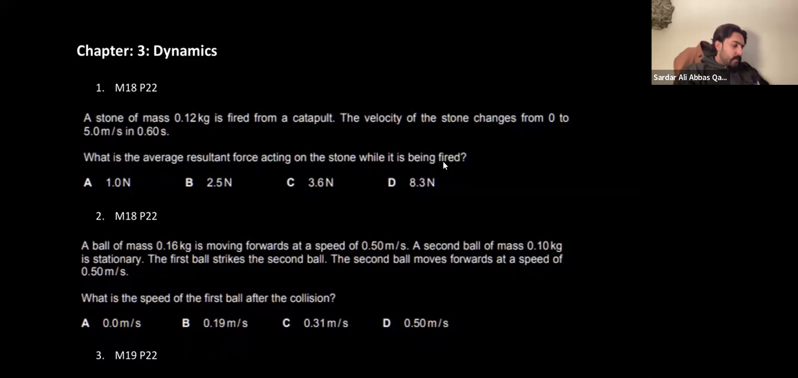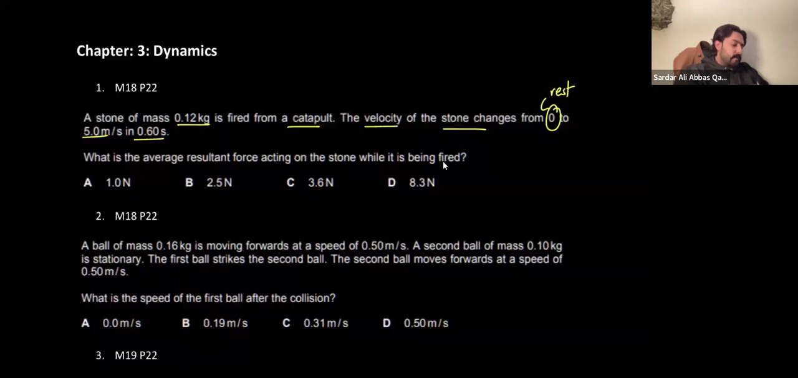A stone of mass 0.12 kilogram is fired from a catapult. The velocity of the stone changes from 0, means that it was initially at rest, to 5 meters per second in 0.6 seconds. What is the average resultant force acting on the stone while it is being fired?